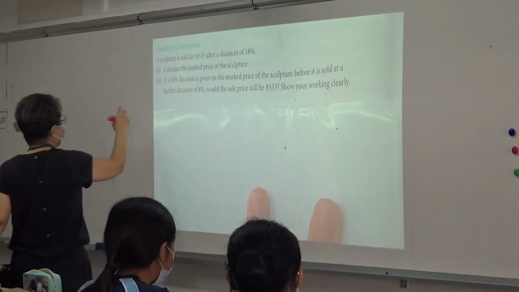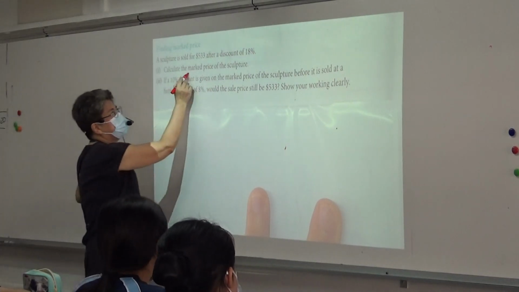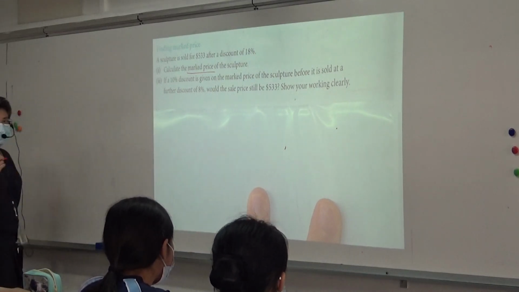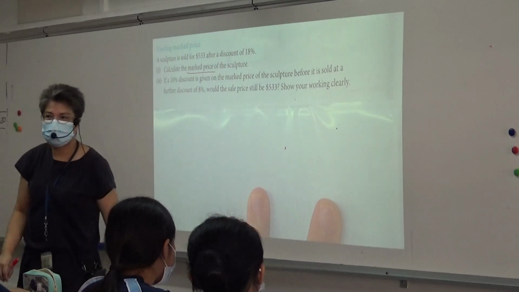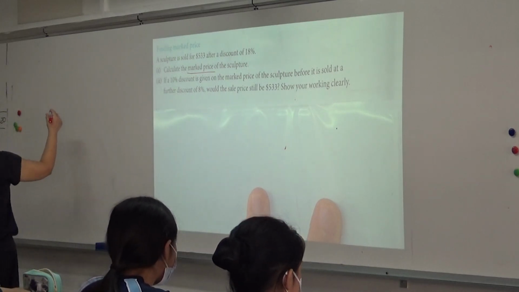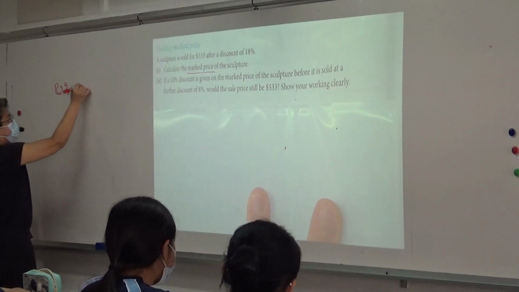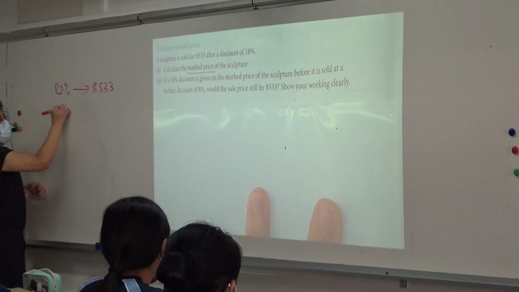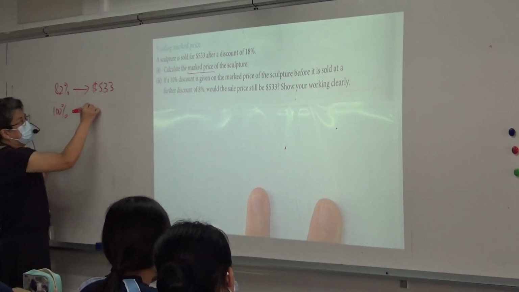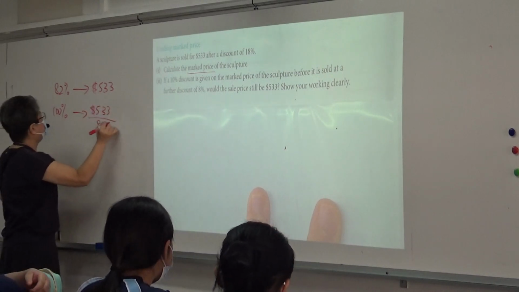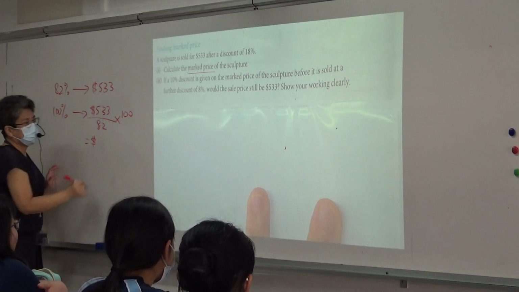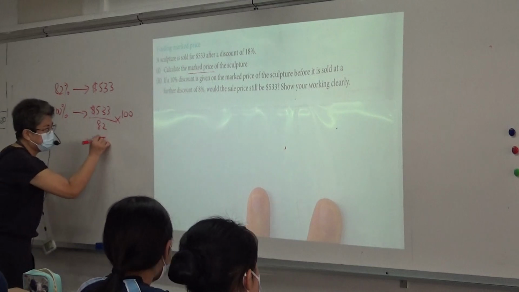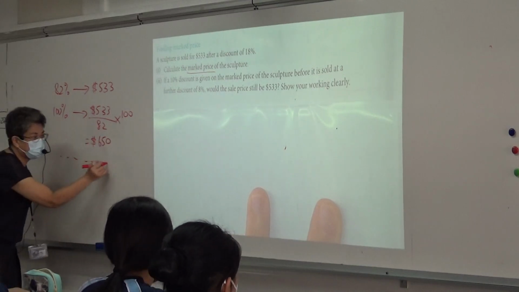So, calculate the mark price, that means the original price of the sculpture. Now, if I have a discount of 18%, how many percent am I paying? 82, right? So 82% will correspond to 533, right? So I will look for how many percent? 100. So it will be 533 upon 82 times 100. You will get the answer as 650. Then you go and write the sentence, understand?